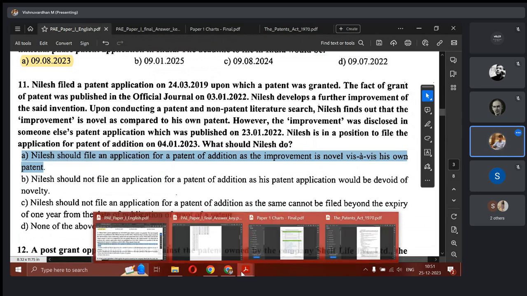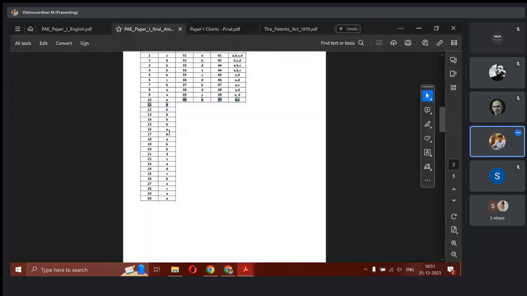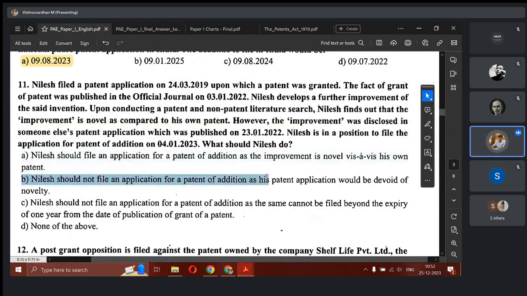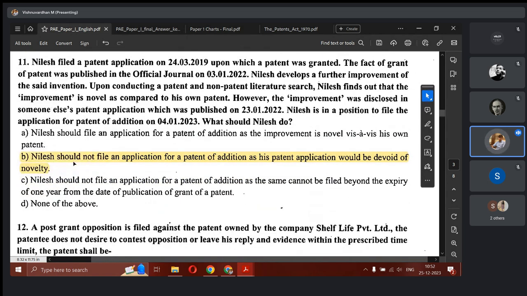Let's see the answer to 11. 11 is B. Okay, so chalo, I was wrong. So the answer is Nilesh should not file a patent of addition as his application would be devoid of novelty. Again, these are all places where the patent office itself is a little ambiguous. It's not very clear. So it's always a case-to-case basis. But again, remember this: in general, they're saying if there is no novelty, you cannot file a patent of addition.